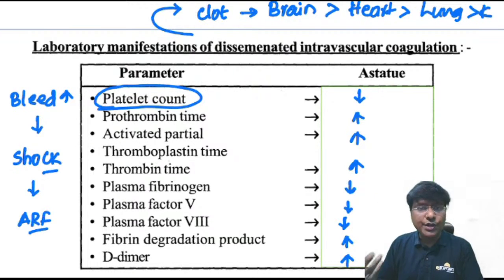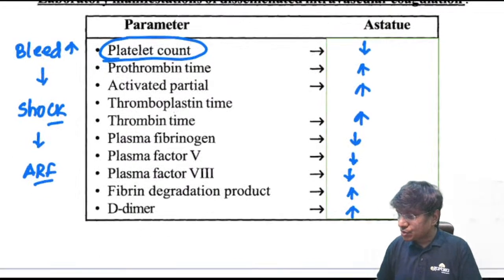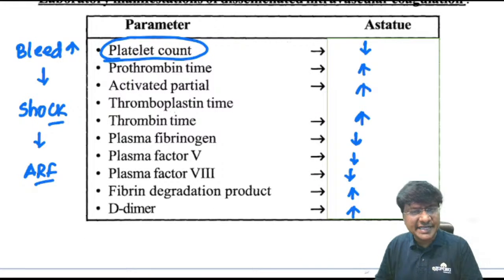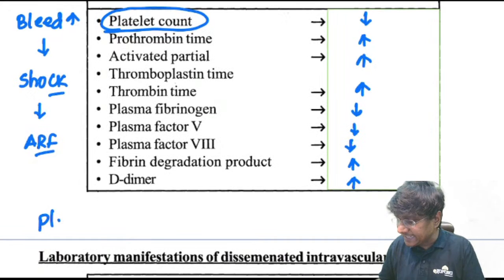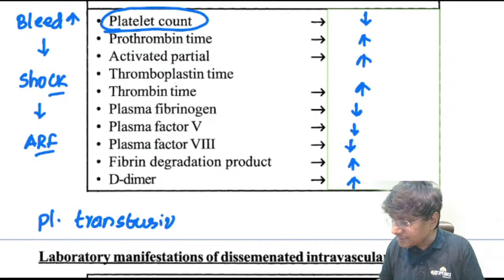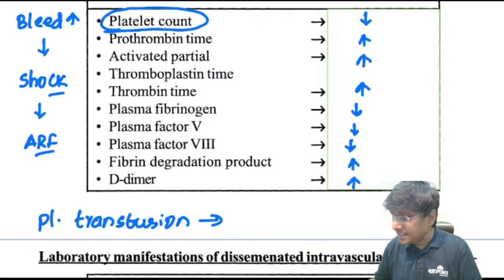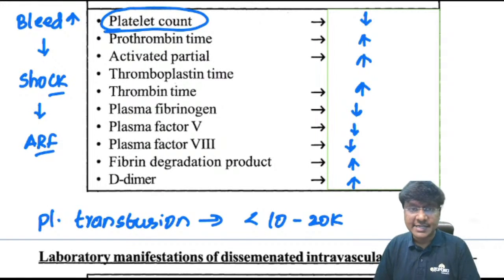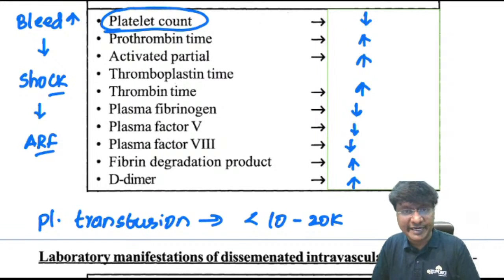Now, how do you treat these patients? So now the point is bleeding. That is because of the decrease in the platelets. So you need to give platelet transfusion. When will you give the platelet transfusion? The platelet transfusion should be given when the platelet count is less than 10 to 20,000 cells per microliter. That is the point when you need to give platelet transfusion.